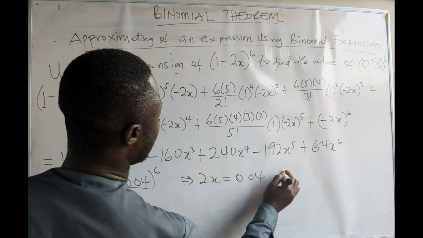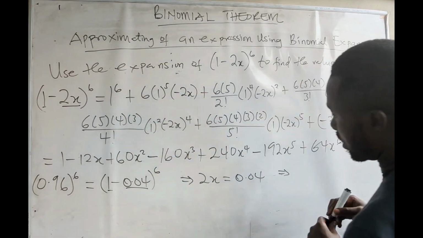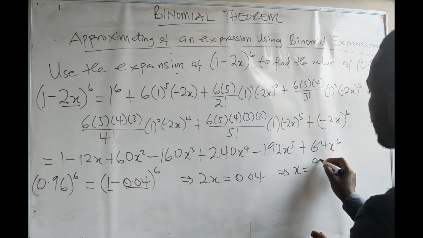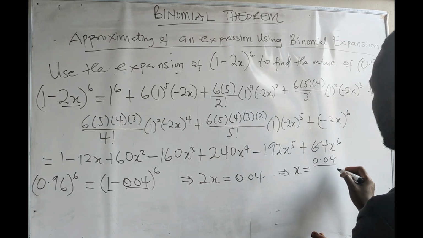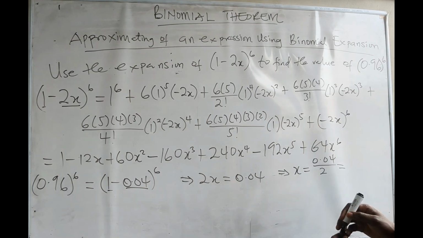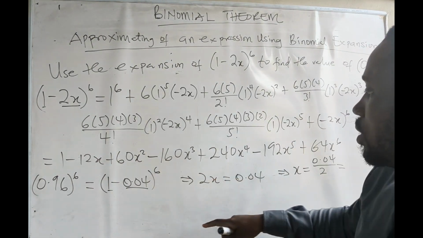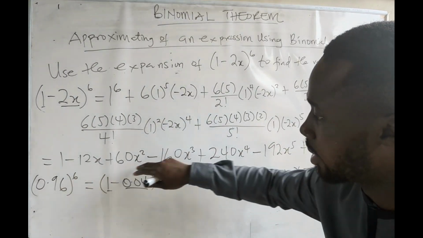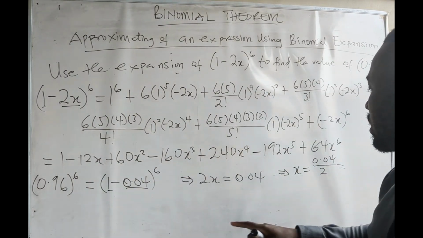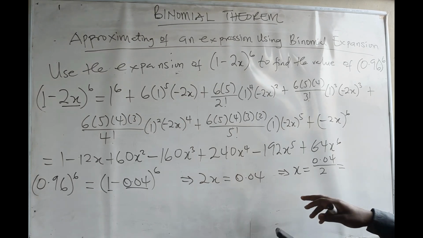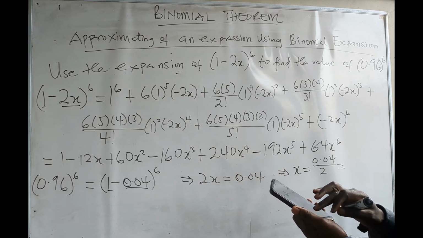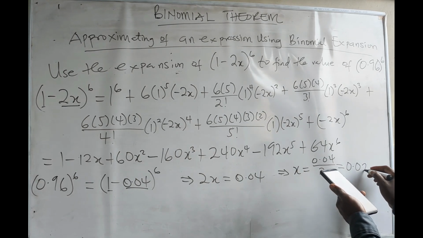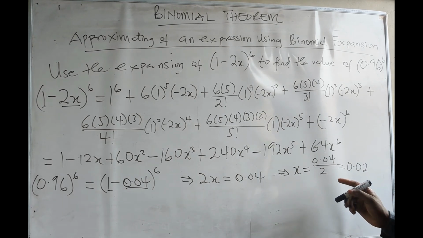Then let's find the value of x. So my x is going to be 0.04 divided by 2. I'm doing that so that I will use this to expand. The value that I get for x, I'll substitute here and use this expansion, so that anywhere I see x, I'll substitute the value of x. 0.04 divided by 2 will give me 0.02. So our x is 0.02.